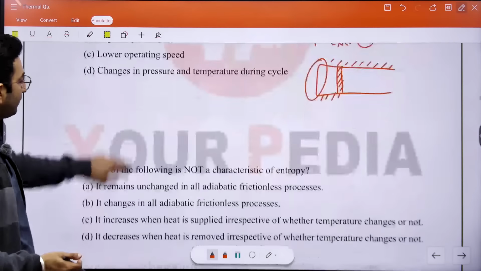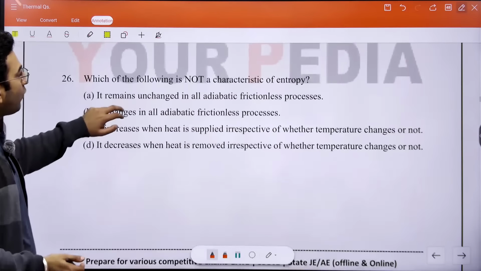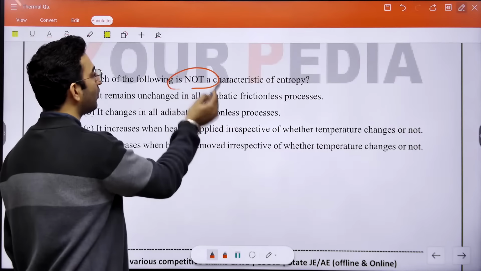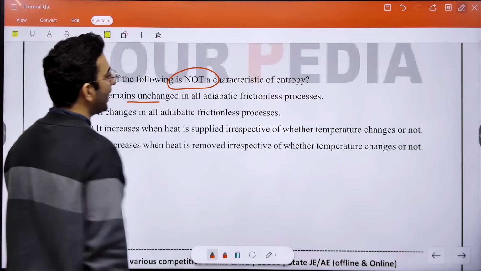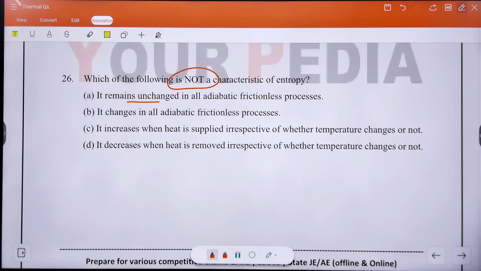Next, which of the following is not a characteristic of entropy? It remains unchanged in all adiabatic frictionless processes. It changes in all adiabatic frictionless processes here. Yes, what can be the answer? What can be the answer in this case?